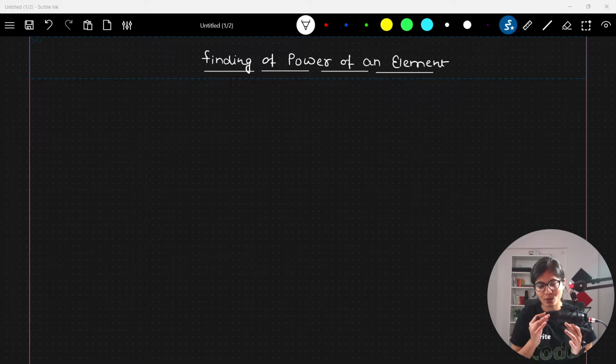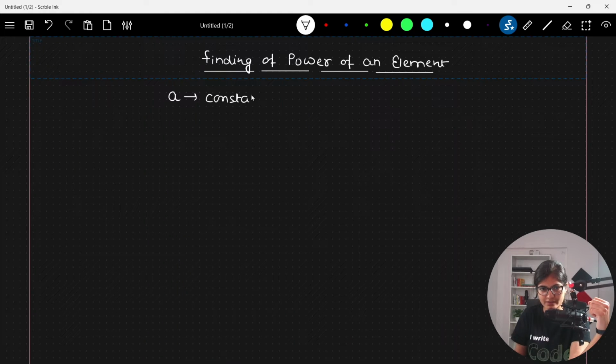So let's get started. What this question says is that you have been provided two numbers entered by the user. For example, there is A, which is a constant number, and then there is N, which is also a constant. What we need to find out, as the name suggests, is the power of an element. Meaning, if a user enters the value of A and N, the output will be A to the power N.